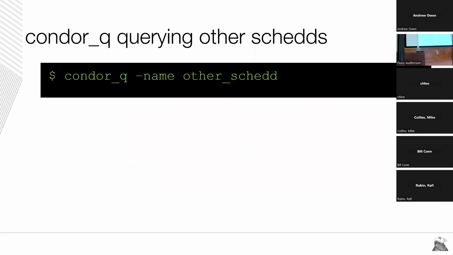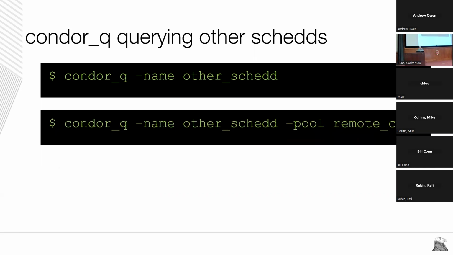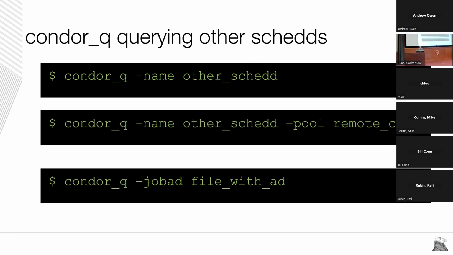Another thing people don't know about is condor_q can also be used to query remote schedds with the -name option for schedds that are in your pool, or -name and -pool for schedds that are in some other pool. Again, assuming that you have permission to do so. condor_q can also read from a file if you have a job ad in the file, which might be handy if you ran the -dry-run option.